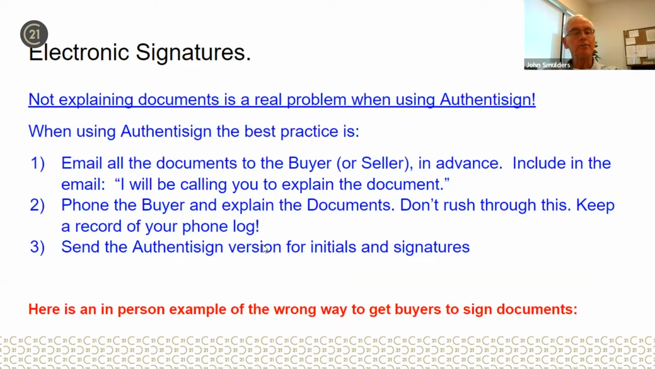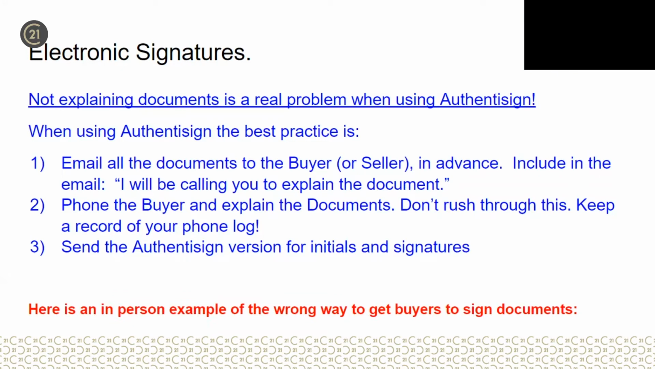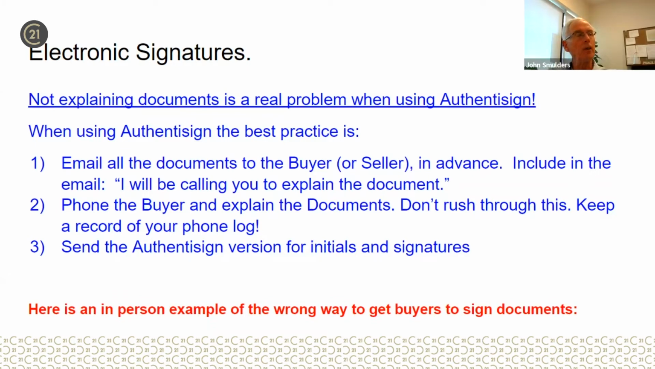Electronic signatures. This is a real problem. It's a real problem in the GTA today. We run into it all the time when we are defending people or going after people at RECO or TRREB, that the client says, I never knew what I was signing. It was never explained to me properly. That's a real problem in the world of real estate today.